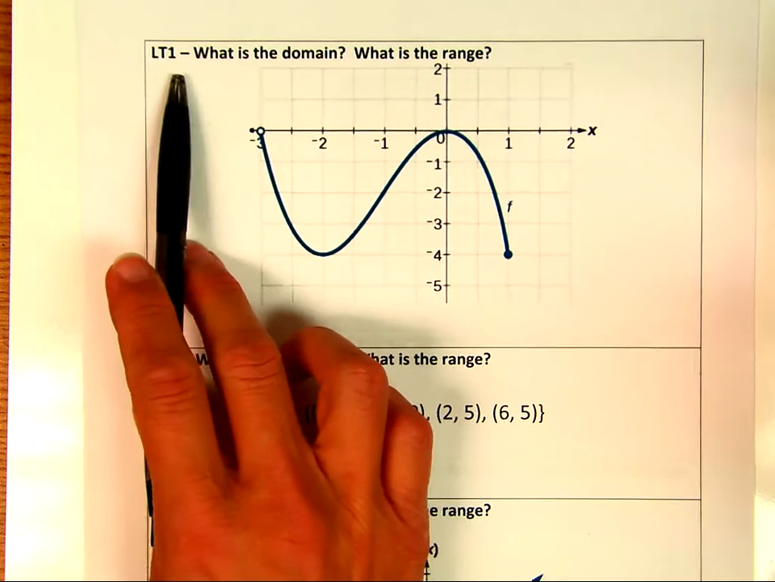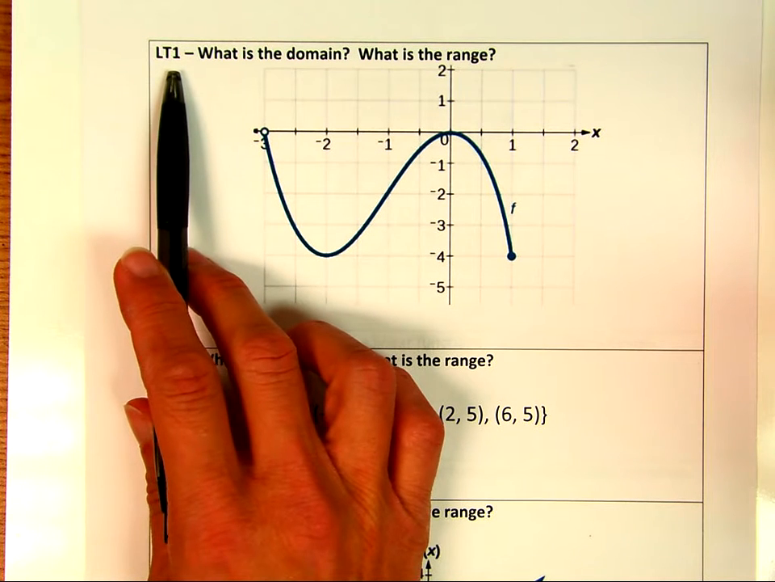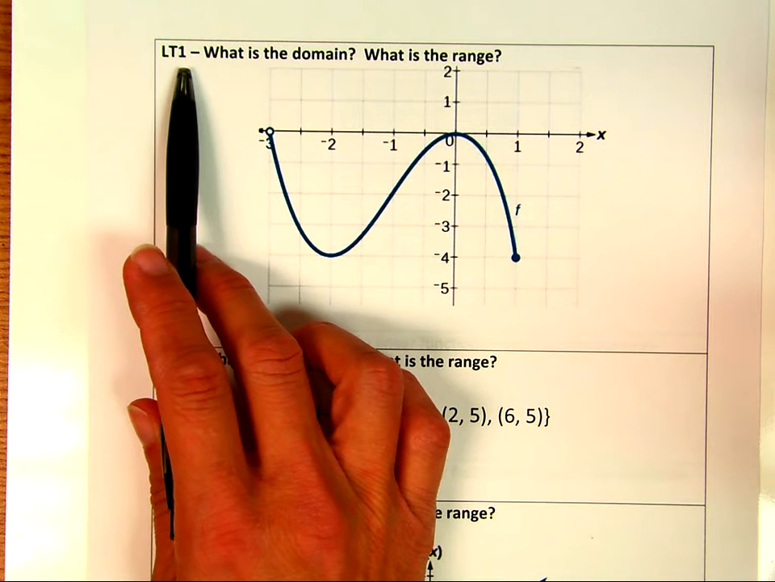So you'll see that each problem has an LT 1, 2, or 3, so you know what learning target it is. So you can fast forward to a learning target that maybe you need a little more help with.